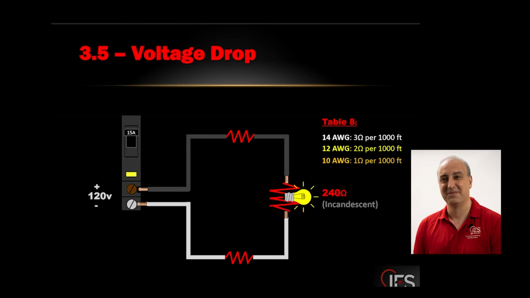If the wire is 14 gauge, let's say you put that circuit, you only have one light bulb in the garage, you're like, 14 gauge is more than enough, I'll just run 14 to it. Table 8 just told us that you're putting 3 ohms on that 1,000 foot and 3 ohms on this, right? So you're adding 6 ohms of resistance to your total load. Your load is a 240 ohm incandescent light bulb.